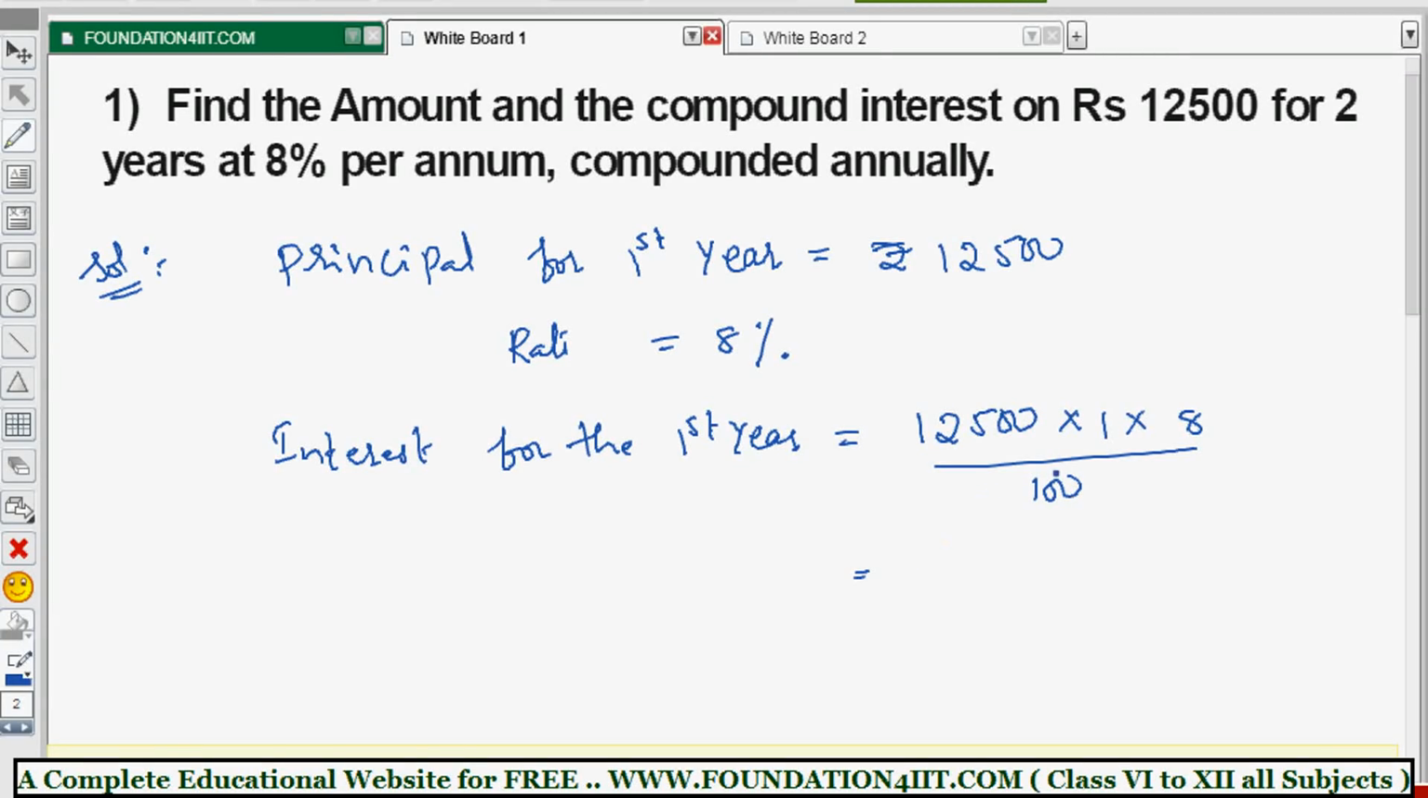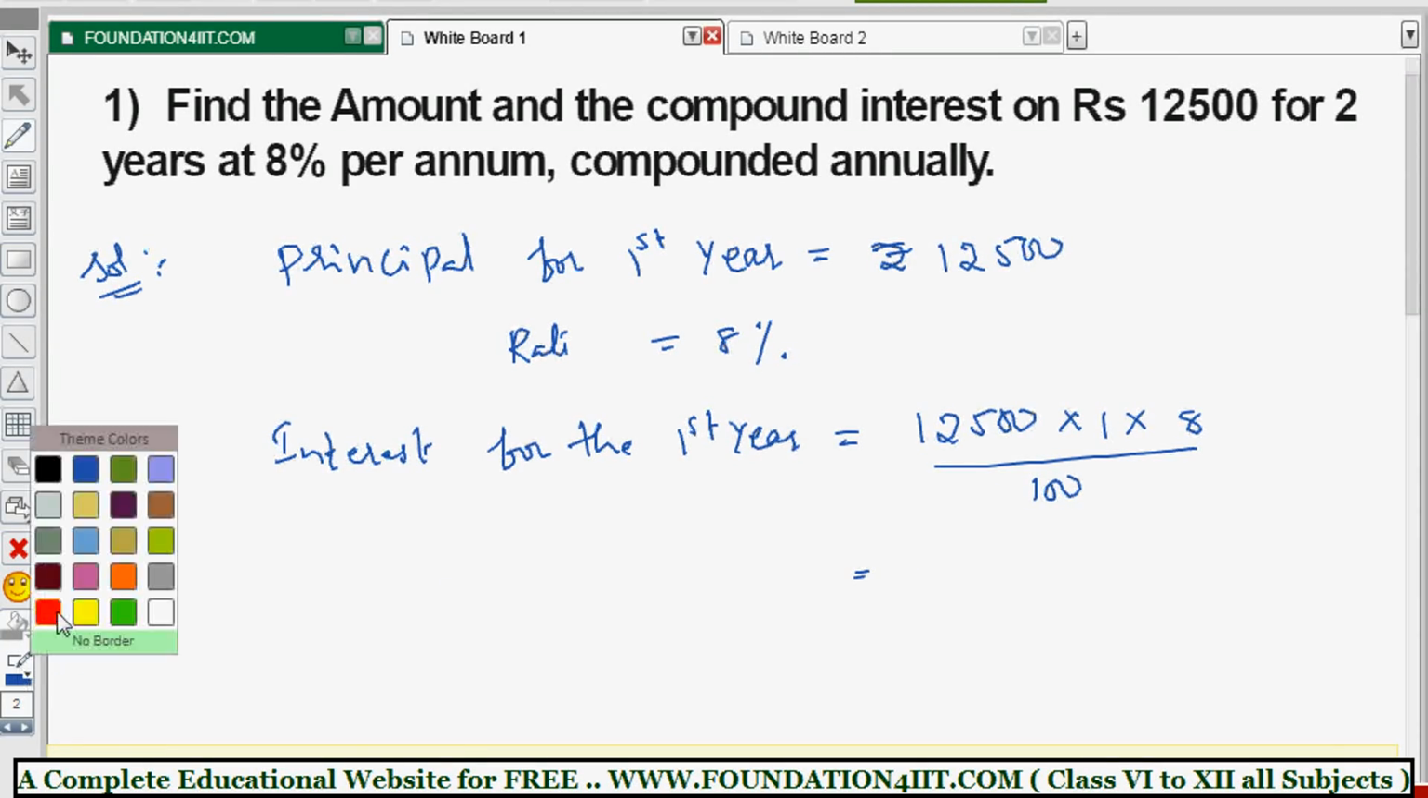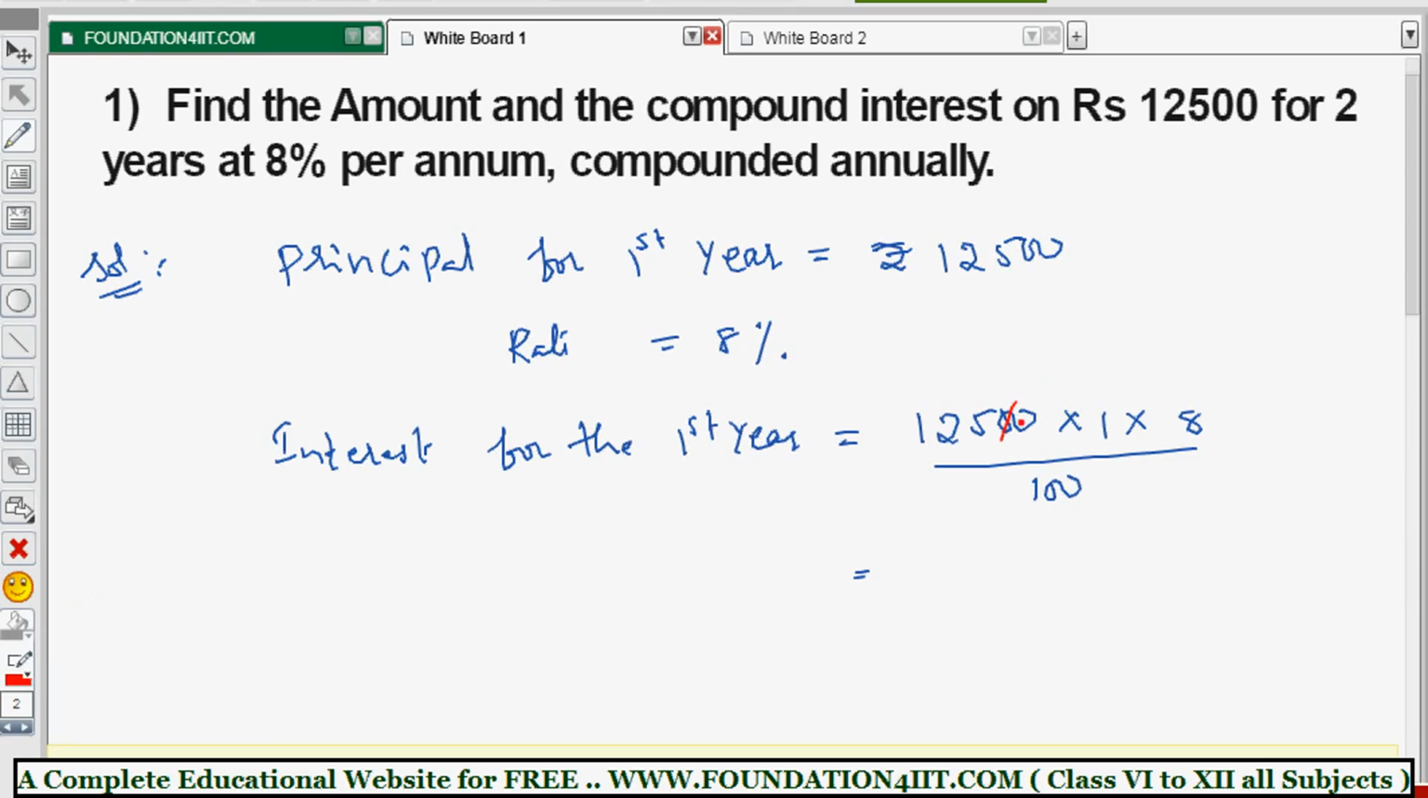If you do cancellation, most problems you can simplify when 2 zeros are like this. 100 ones are 100, so 125 into 8. If you multiply 125 by 8, it is 1000. Now this is the interest for the first year. We need to find out the amount and compound interest for 2 years. This is the first year.